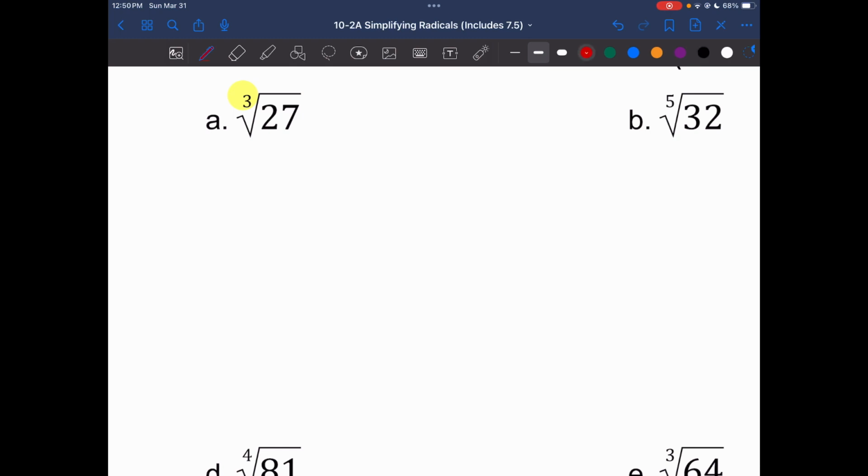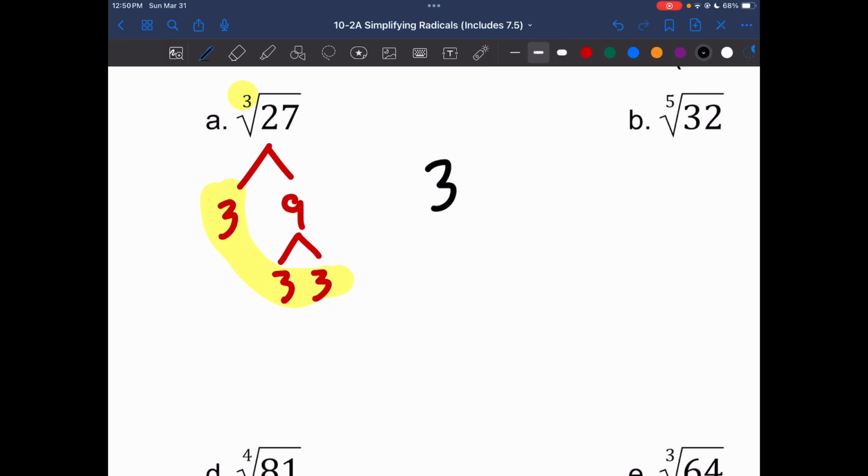So for this first one, it's the third root, so we're looking for groups of 3 of something. So 27 is 3 times 9. 9 breaks down into 3 and 3. So we're looking for a group of 3 of something. We have 3 3's right here. So that's what it is. The cube root of 27 is just going to be 3.